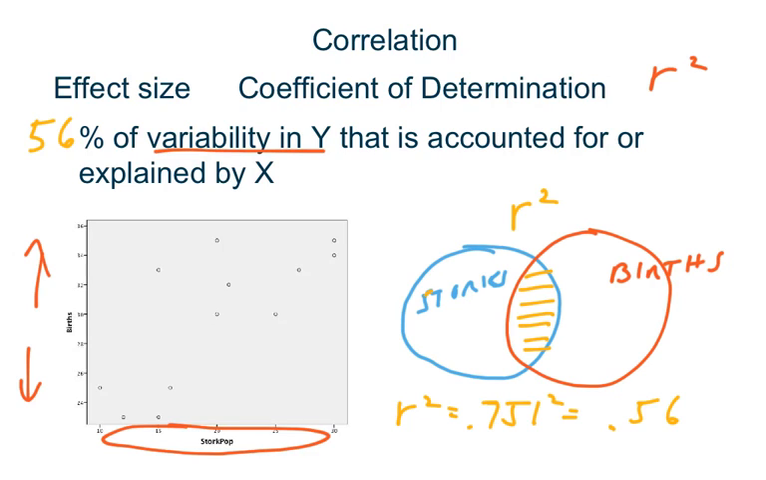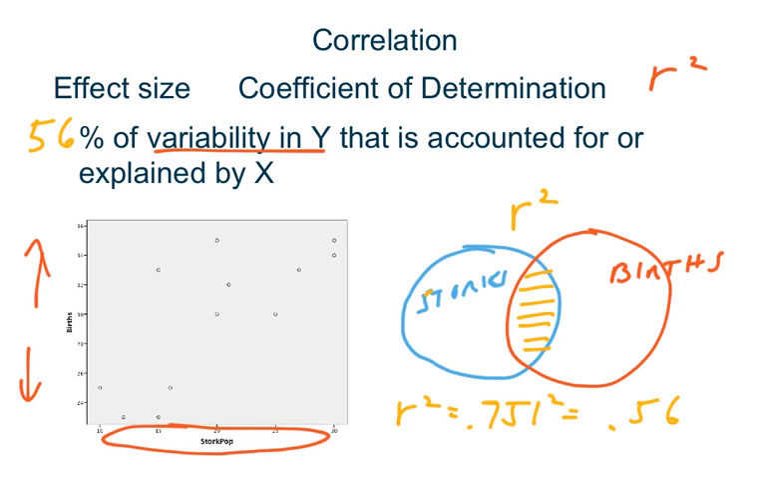It's a little bit easier to understand than just saying, hey, there's a correlation of 0.751 between these two variables, and people will look at you and go, huh? Instead, if you tell them that 56% of the variability in live births is associated with the number of storks in an area, it's a little bit easier to wrap our brain around. So that's what the effect size is in the way that we interpret correlation coefficients.